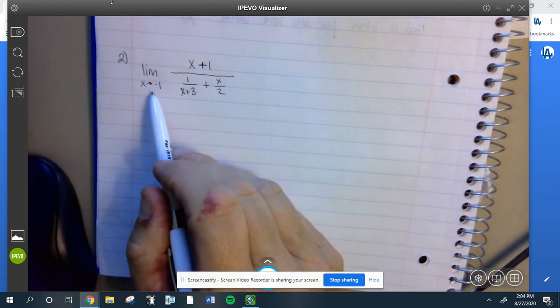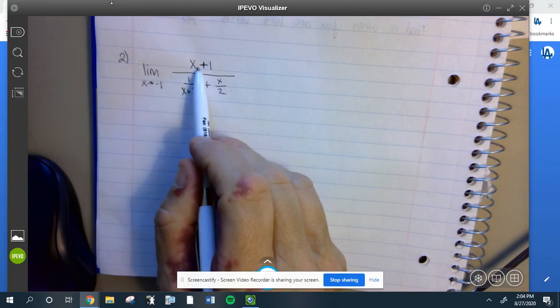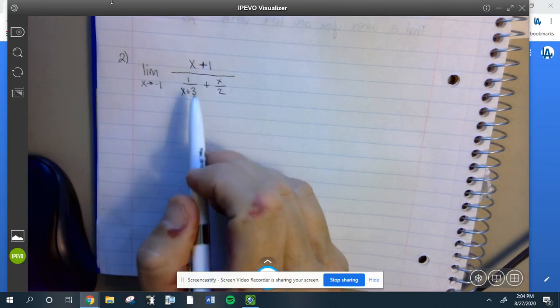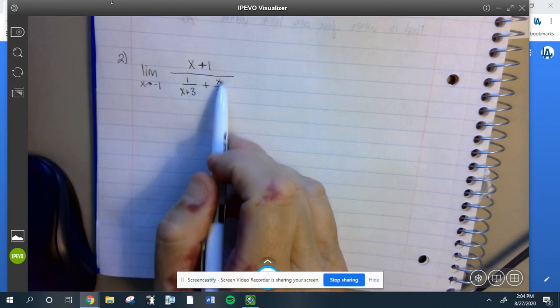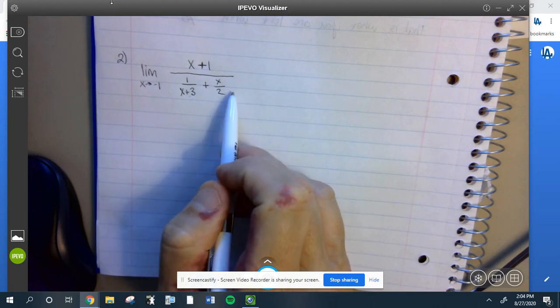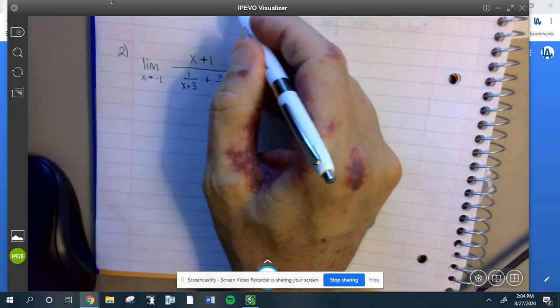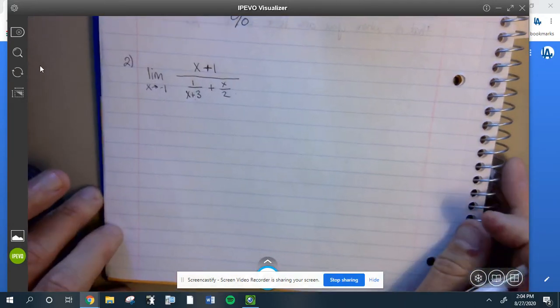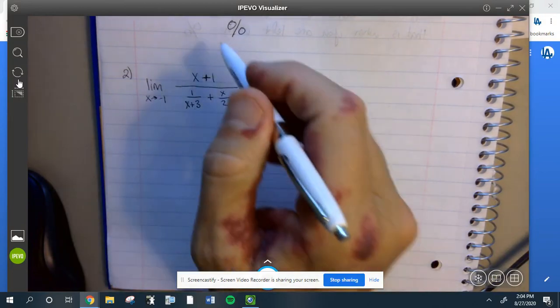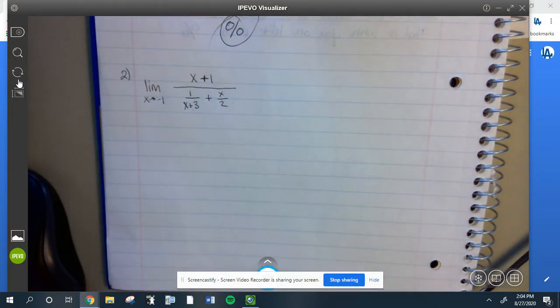So when I plug in -1 here, I get 0 on the top. Check it on the bottom, you get 1/2 plus a -1/2, which is 0, 0 on the bottom. So this is another example of 0 over 0. This, however, is a complex fraction. So it's not going to be solved by factoring, it's going to be solved by simplifying.